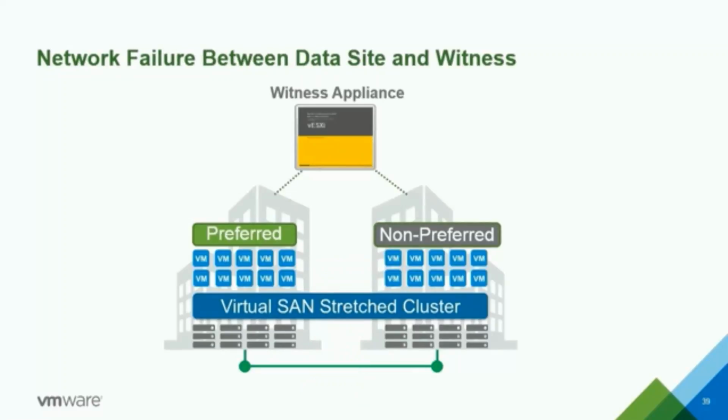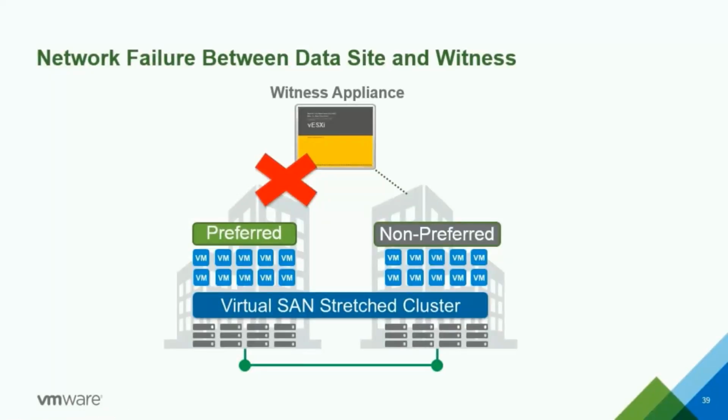What happens if we have a network failure just between a data site and a witness? Say we just lose this connection. The thing that's going to happen here is nothing from a VM standpoint. Your VMs are going to continue to operate just as they had before. No impact to the operation of your VMs.